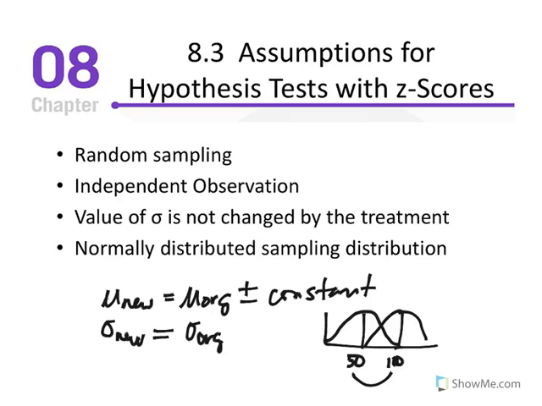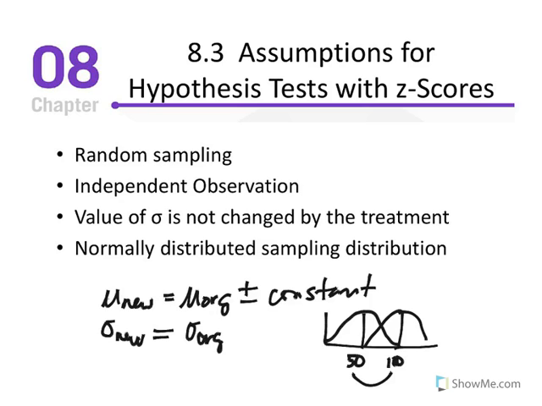So again, I was saying that this third assumption pertains to the idea that the distribution is just moving upward or downward, but no change results in the variability. The variability remains consistent. And the last assumption is that we're dealing with normal distributions, so normally distributed sampling distributions.